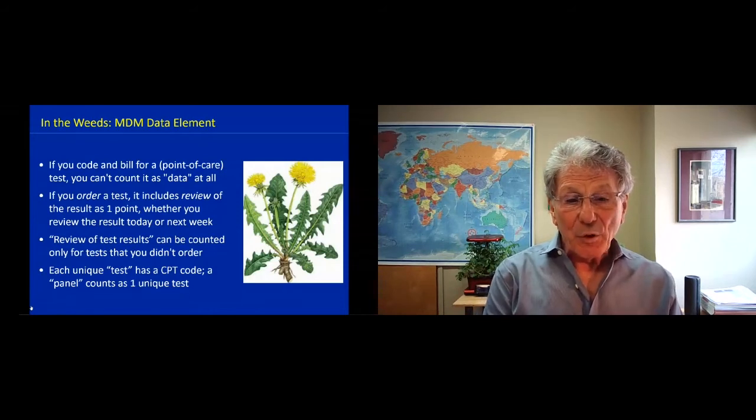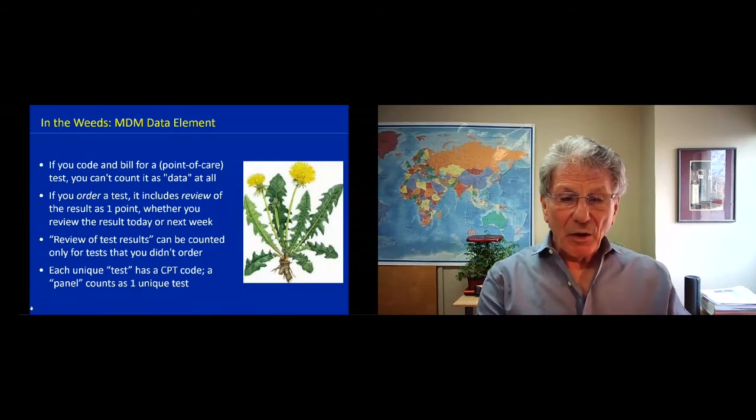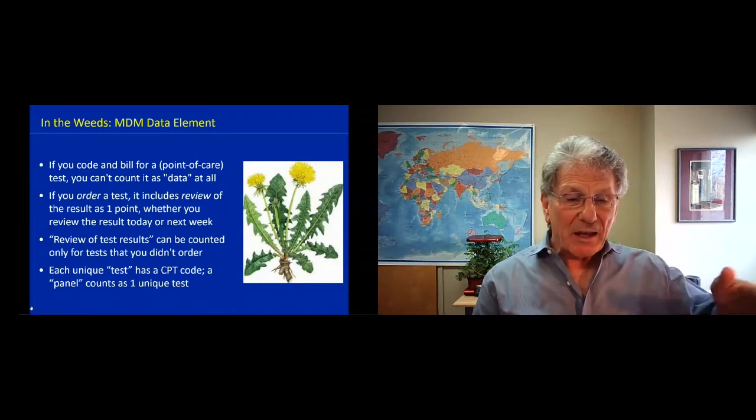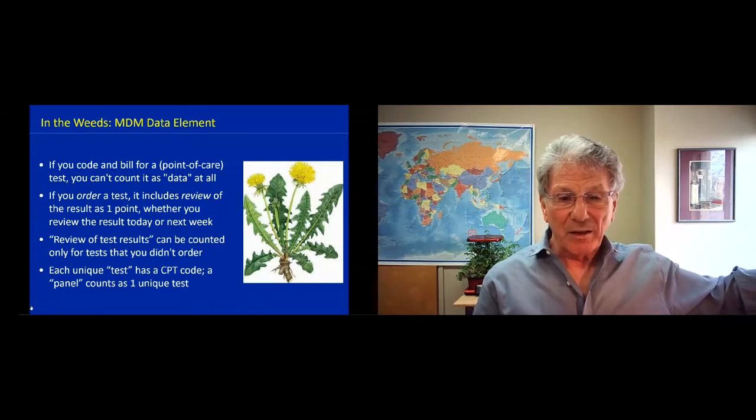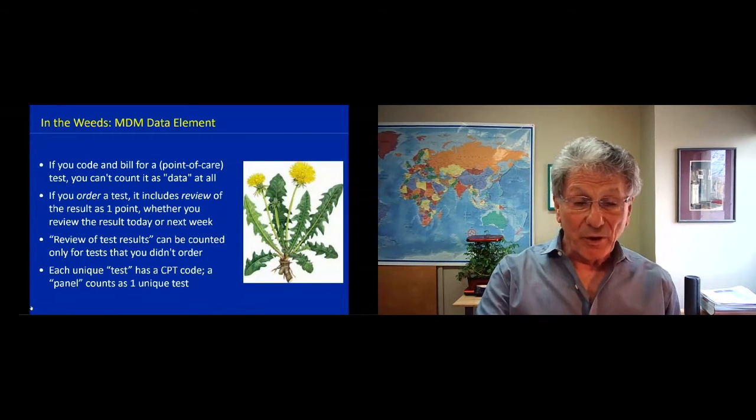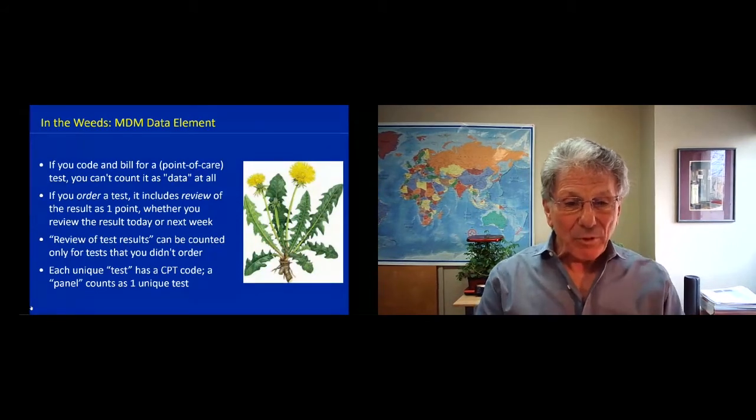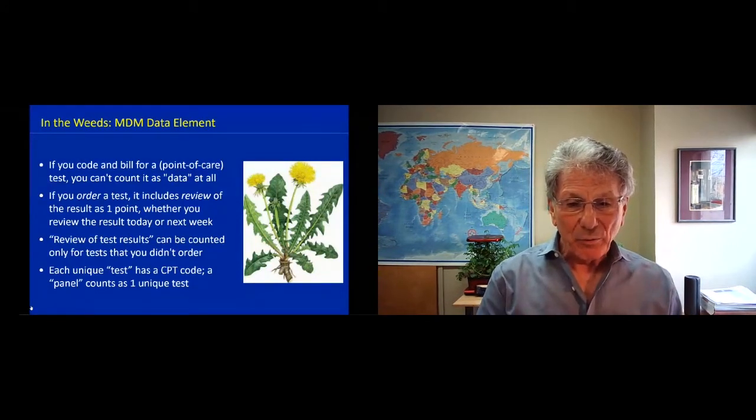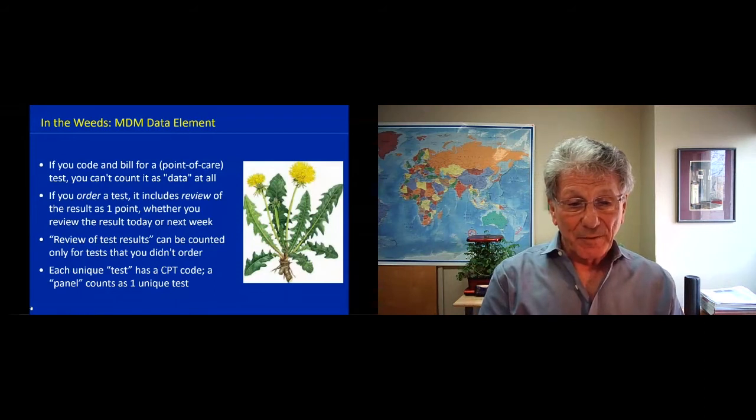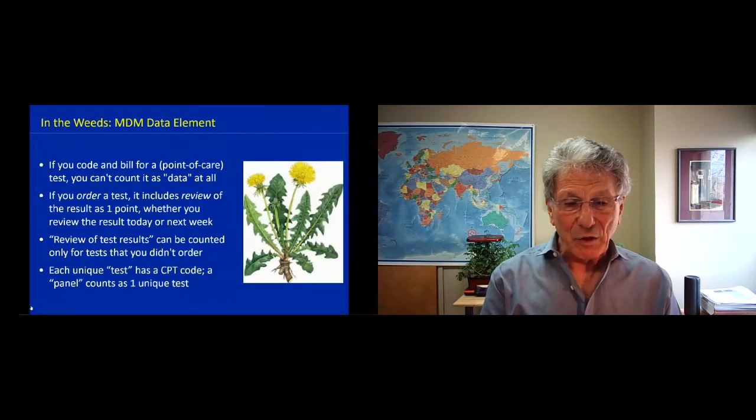Number two is that if you order a test, it also includes you reviewing the result of that test. So let's say 2 weeks ago, I ordered a gonorrhea and chlamydia test. I'm seeing the patient today, and I can see the results are both negative. I can't count those as having reviewed that test result because I was the person who ordered it in the first place. So ordering it and reviewing it only gets 1 point. Another way of saying that is that to get credit for review of test results, it can only be counted for tests that you didn't order.